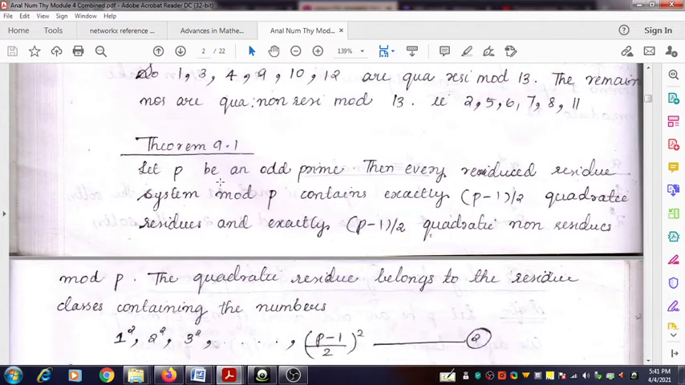If p is an odd prime number, then every reduced residue system mod p contains exactly (p minus 1)/2 quadratic residues and exactly (p minus 1)/2 quadratic non-residues mod p. See, this theorem tells clearly about the total number of quadratic residues and quadratic non-residues corresponding to the given odd prime number p.